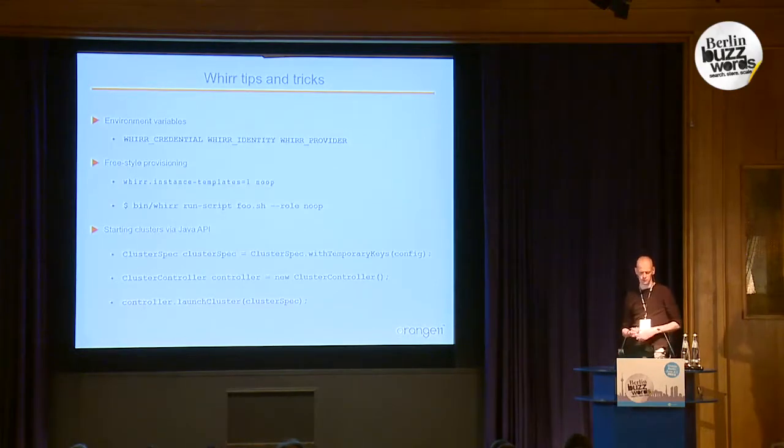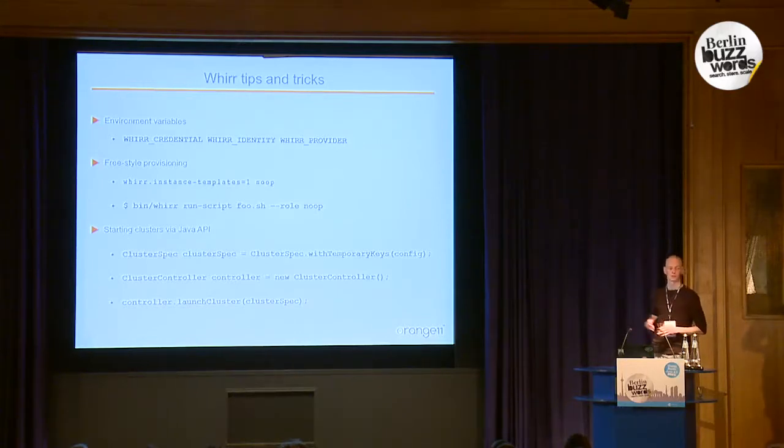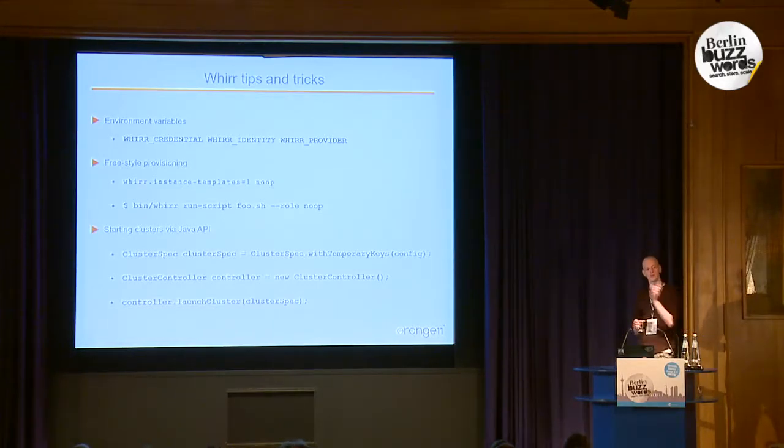OK, some final tips and tricks. You can use the environment variables as well. I use Whirr a lot, so I just have my settings in my environment variables to pick them up automatically. Also, if you want to install something on Whirr, but there's no service for it yet, you can use the no-op role. So you can say, I want to have one empty machine, no-op, and then you can use the run script command to run a script that's on your local machine. It will be uploaded and then run. So that's also a nice way to start machines. And finally, you can also use the Java API to start a cluster. Really simple.